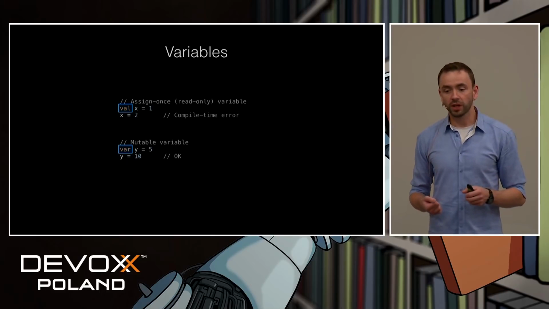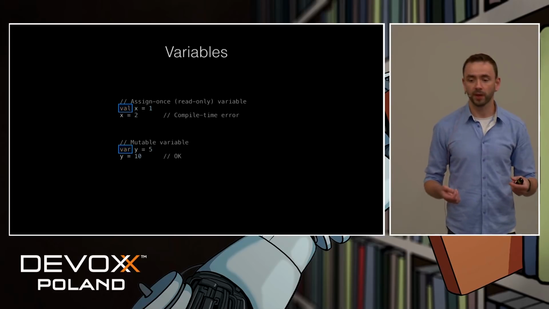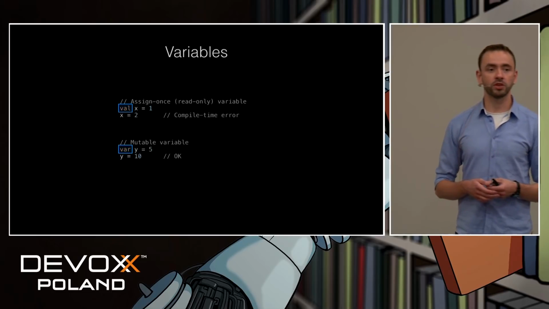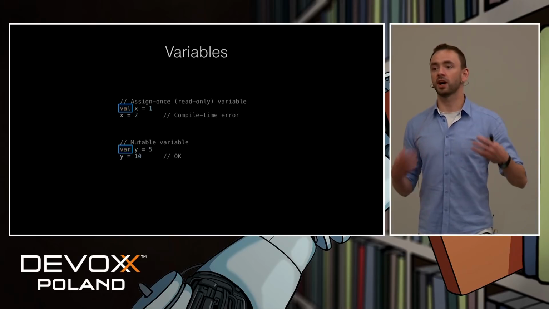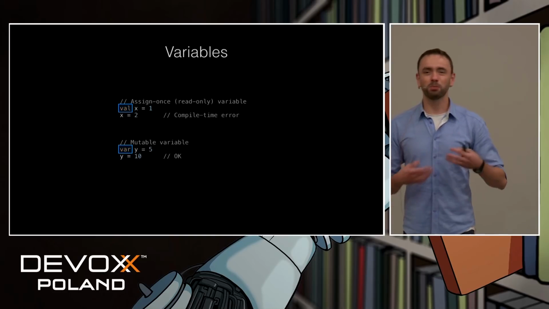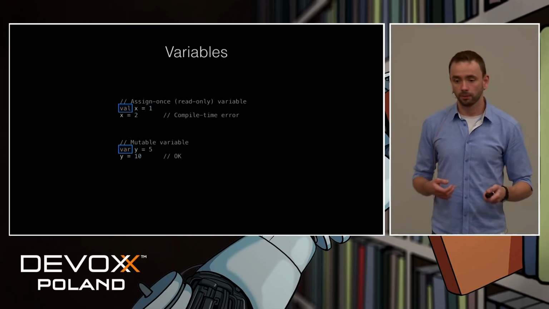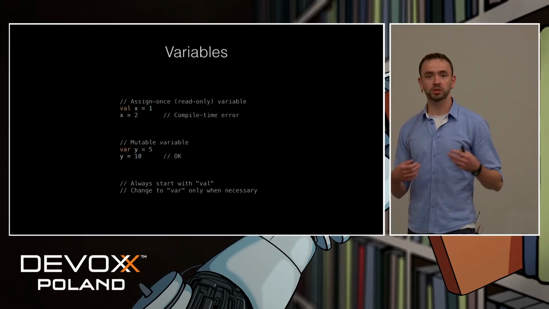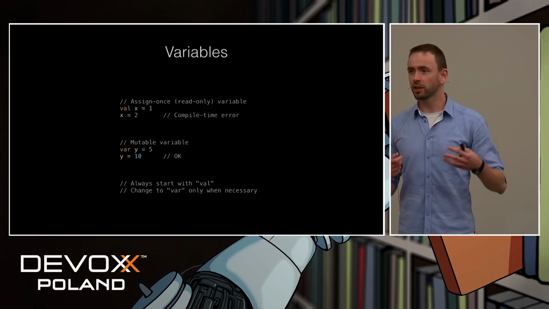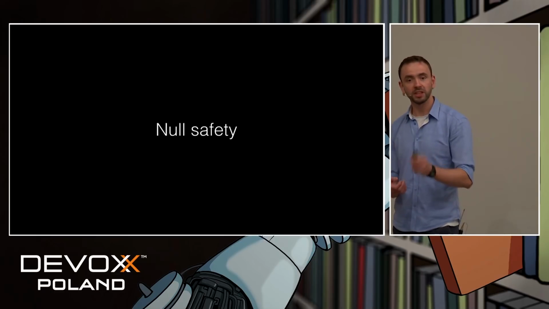As I said, we can choose from 2 different keywords when creating a variable. Val, or value, is basically like a final variable in Java. So we cannot reassign its initial value. While var, or variable, is just a plain old variable where we can reassign its value at any time. And it's always a good idea to start with values and change to variables only when necessary, because it clearly shows our intention.